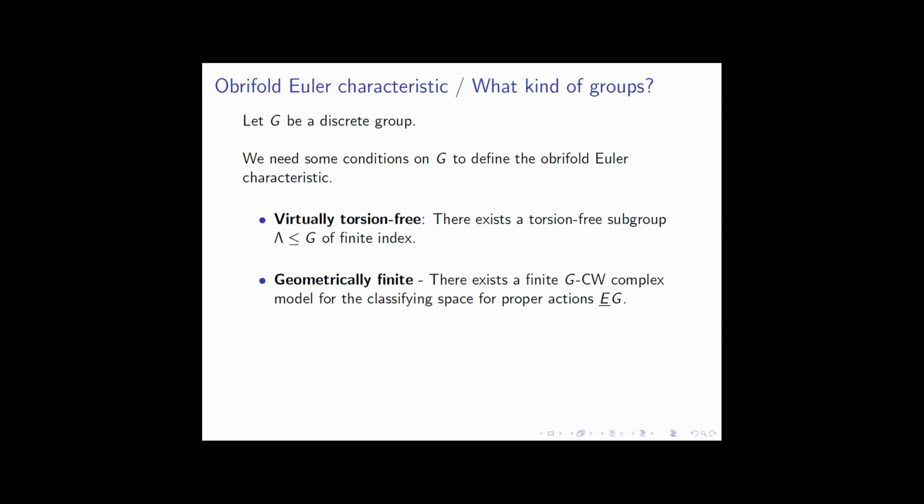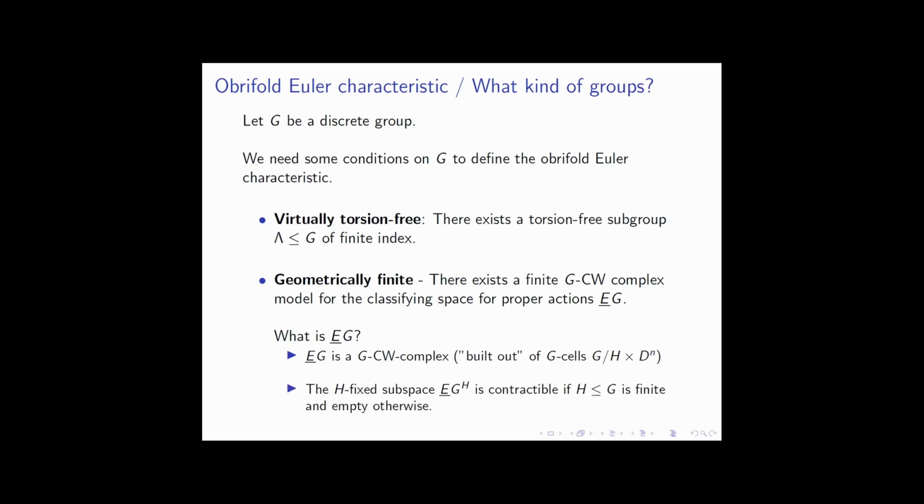But if you want to know formally what it is, it's a G-CW complex built out of equivariant cells. So it's a CW complex like in your algebraic topology class, but together with some kind of posets, and then you just glue these things together. Then you have some prescribed behavior on fixed points: if you take fixed points with respect to a finite subgroup, then it's contractible, and empty otherwise. So this is the E under bar G. I don't want to list all these examples, but a lot of groups in geometric group theory have this property.